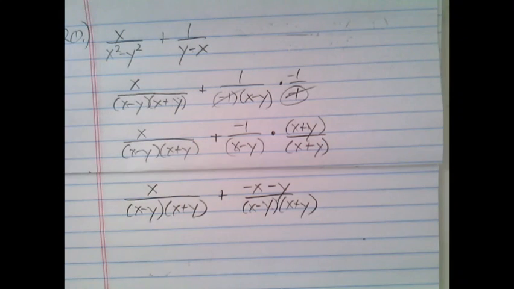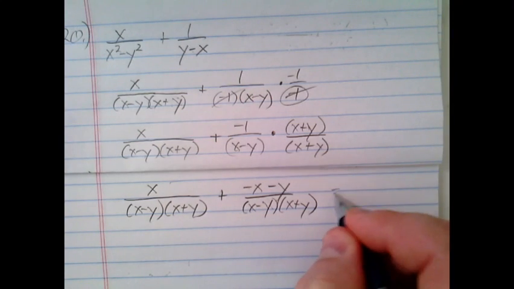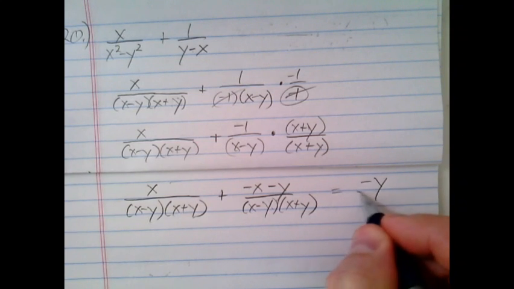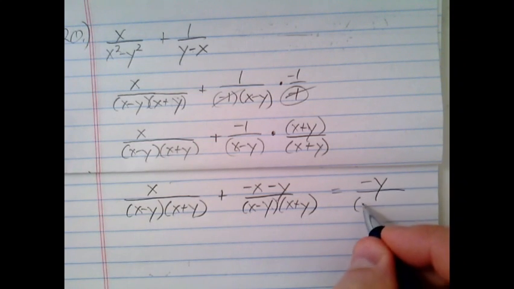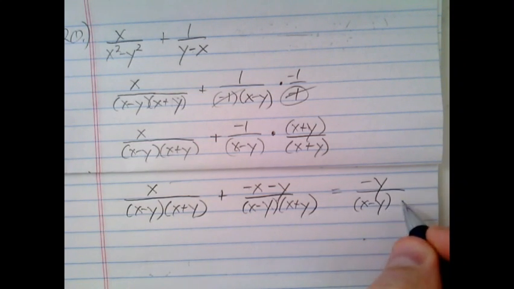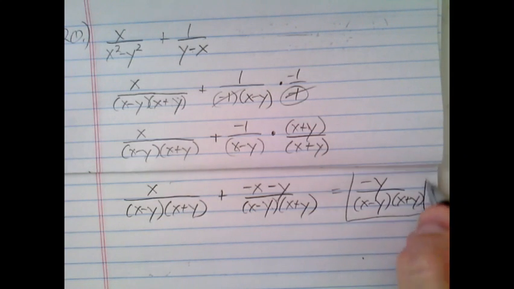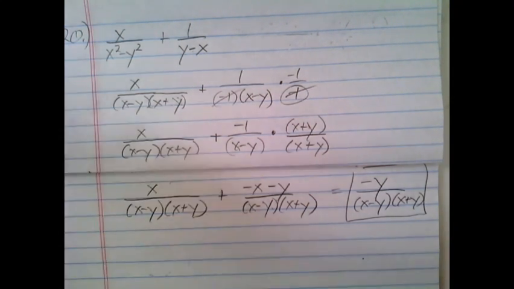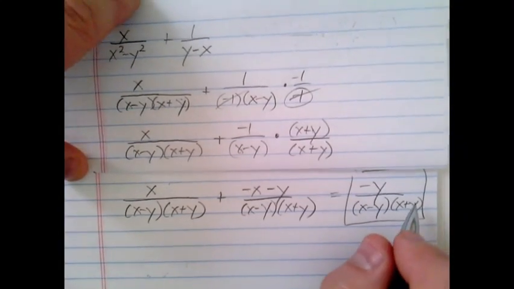We can add the numerators. And of course x plus negative x would be 0. But we are left with a negative y in the numerator. Denominator is still x minus y times x plus y. And that will be our final answer for number 20.